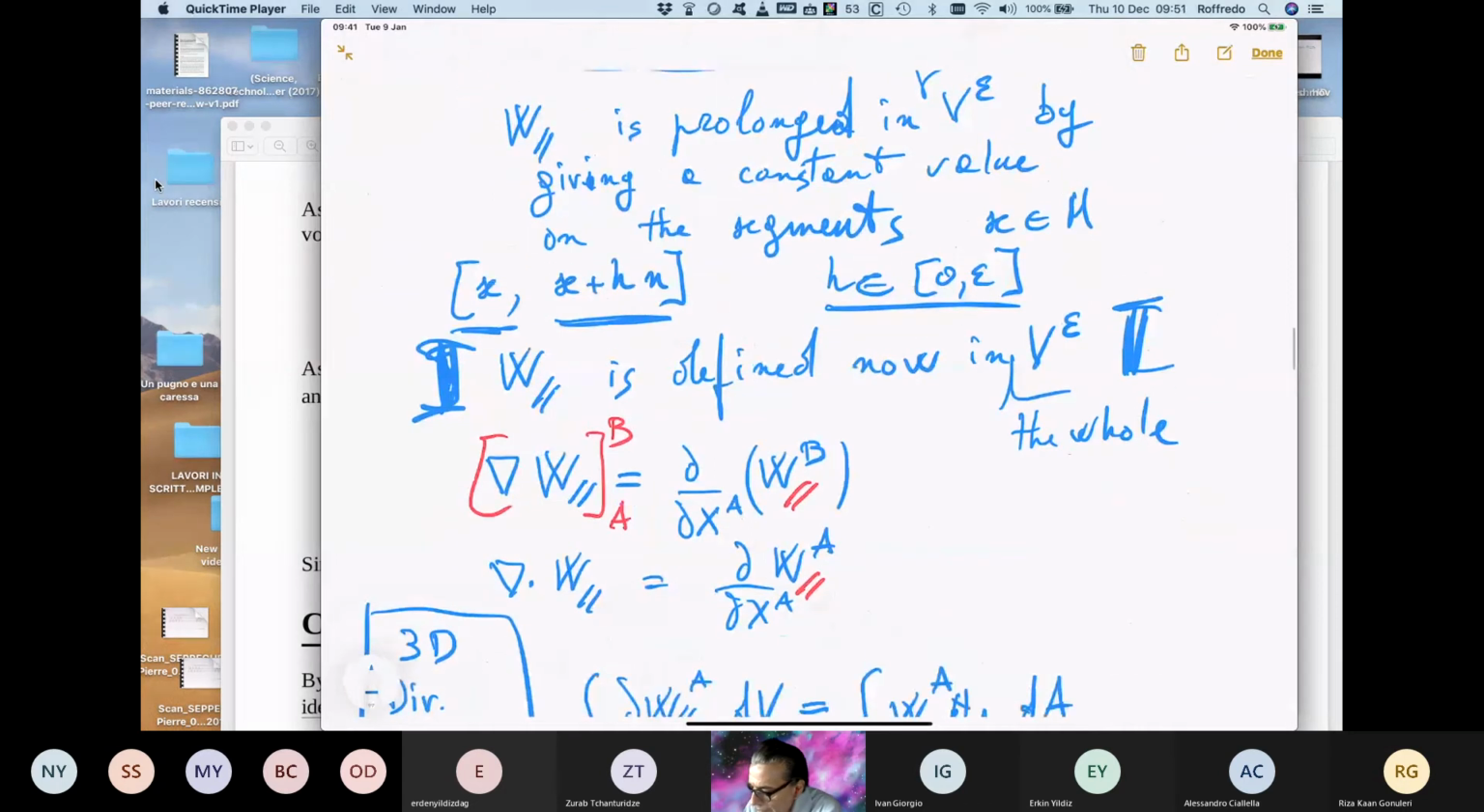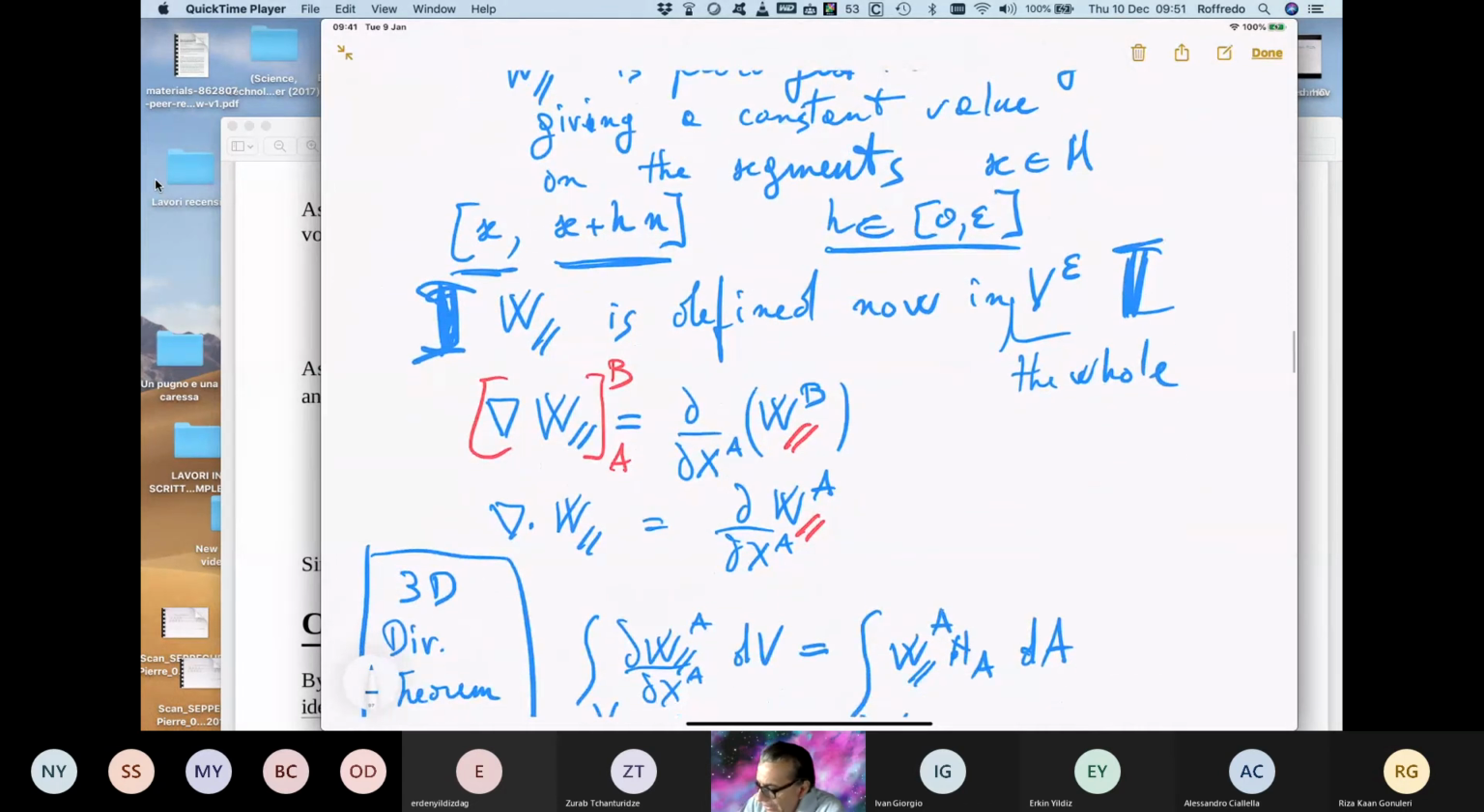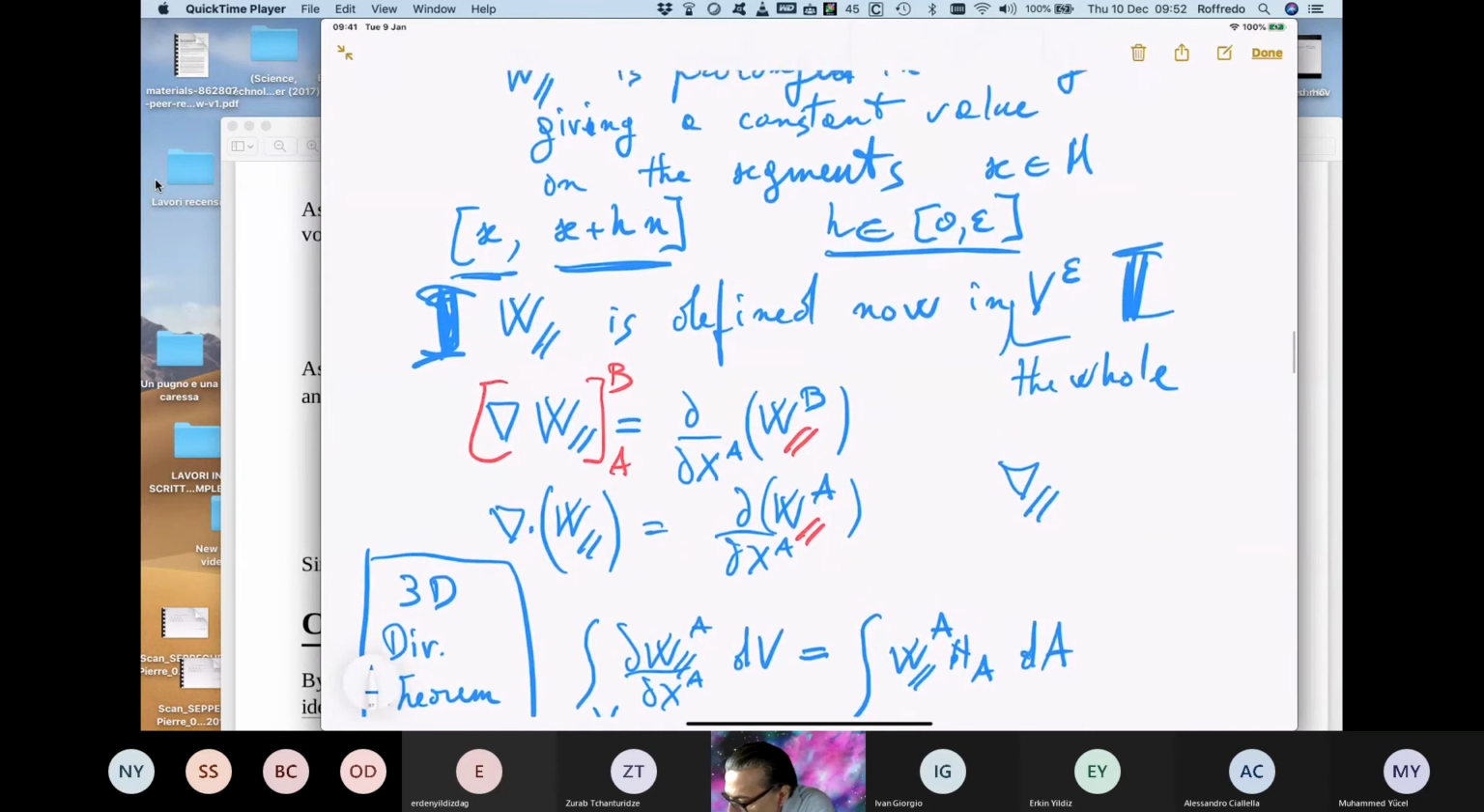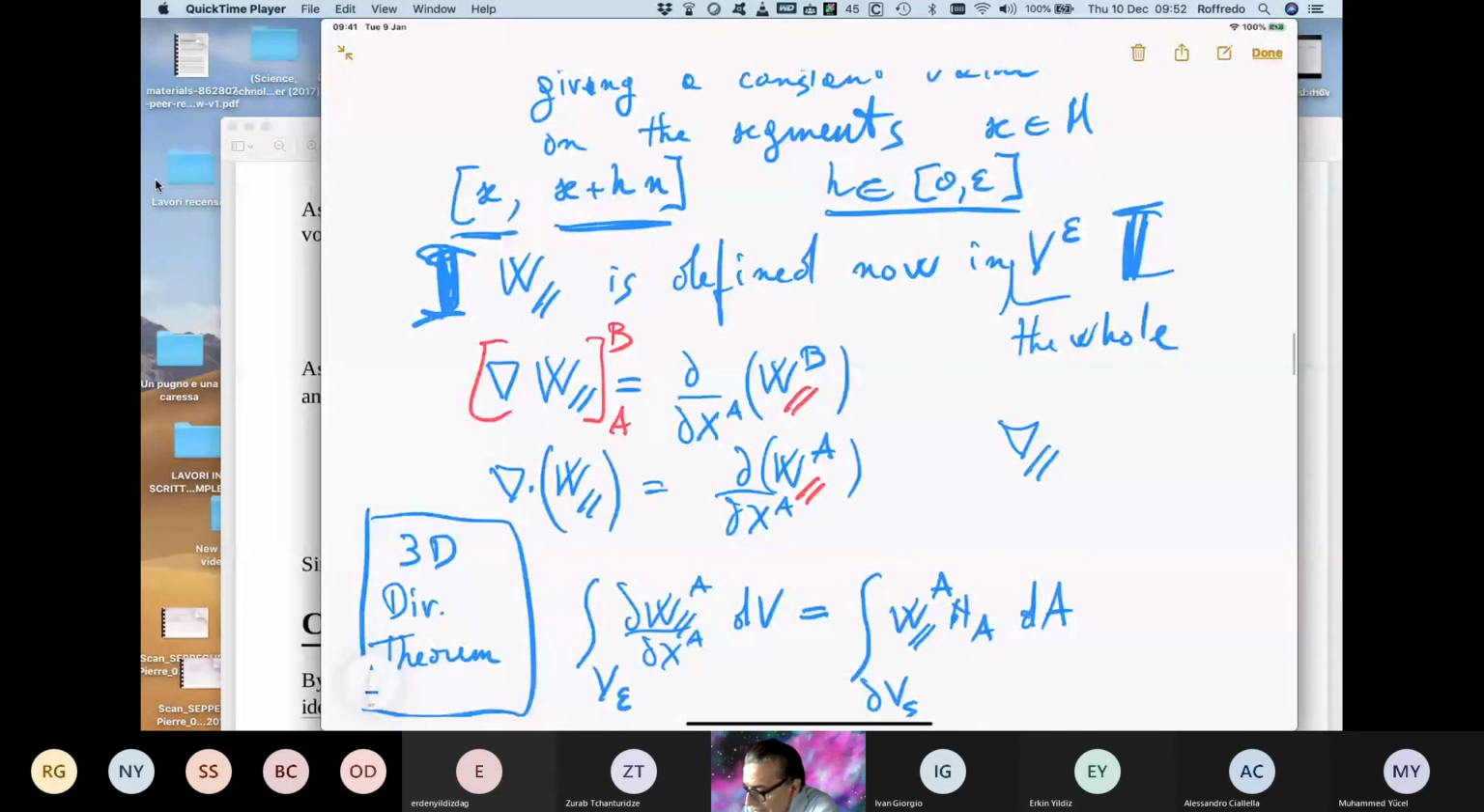Okay, now for this vector field, you can define, remark, the gradient of W parallel. There is no grad parallel; grad parallel we will define later. So the gradient of W parallel is, as we have defined in a standard way, ∂/∂x_a W_b parallel. And the divergence of W parallel is ∂/∂x_a W_a parallel.